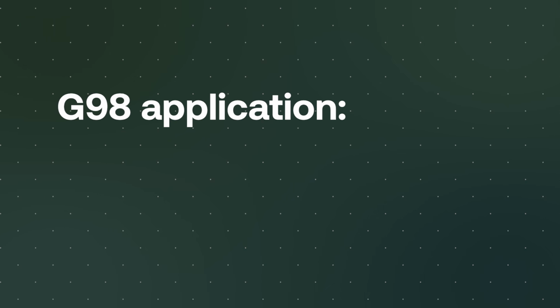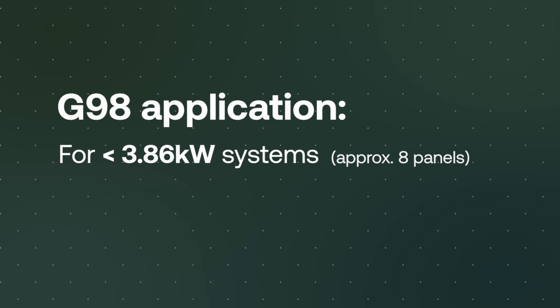G98, G99, G100, what on earth's that all about? This directly links with the size of your inverter. So as an installer, it's very easy to install under what's called G98. What this does is limits you to 3.68 kilowatts or below. Think of it about 8 panels, something along those lines.